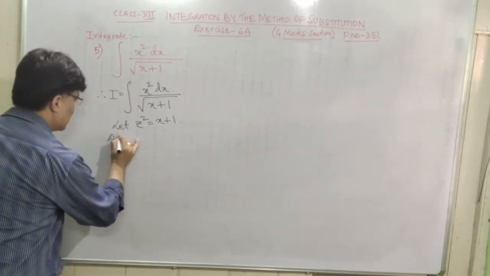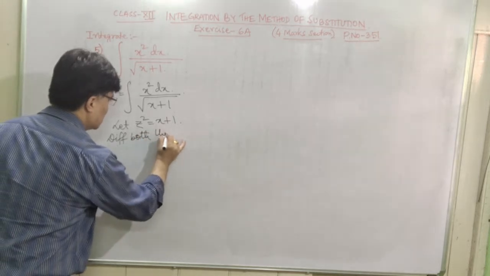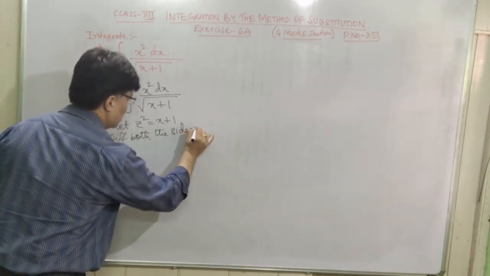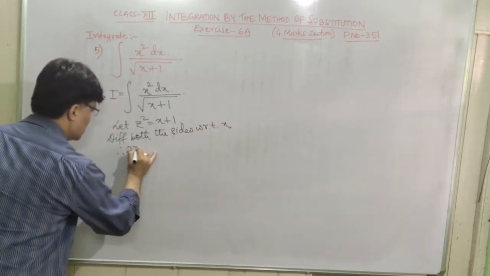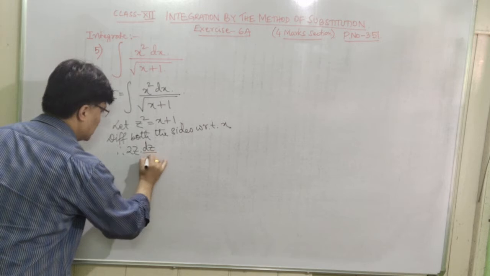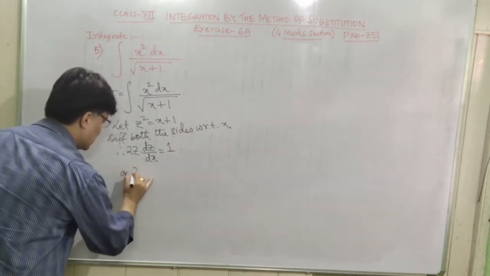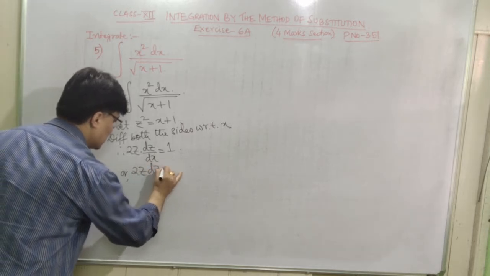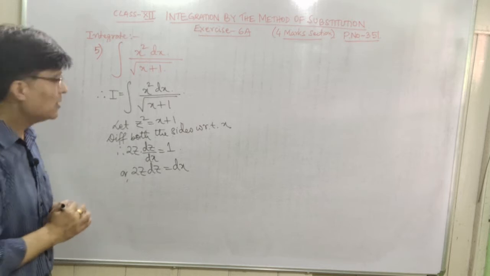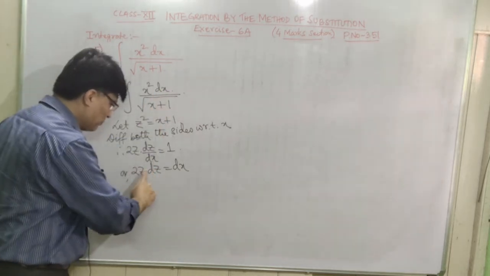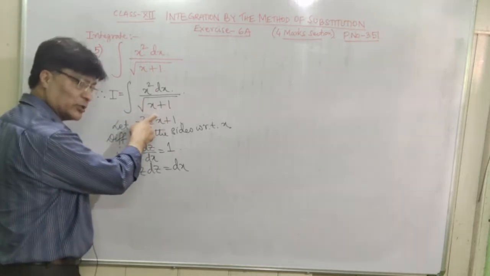Let us differentiate it. Differentiating both sides with respect to x, we get 2z into dz by dx is equal to 1. Cross multiply it. So 2z dz is equal to dx. That means we have got the value for dx. So instead of dx, you can put 2z dz, and instead of x plus 1 here, you can put z square.